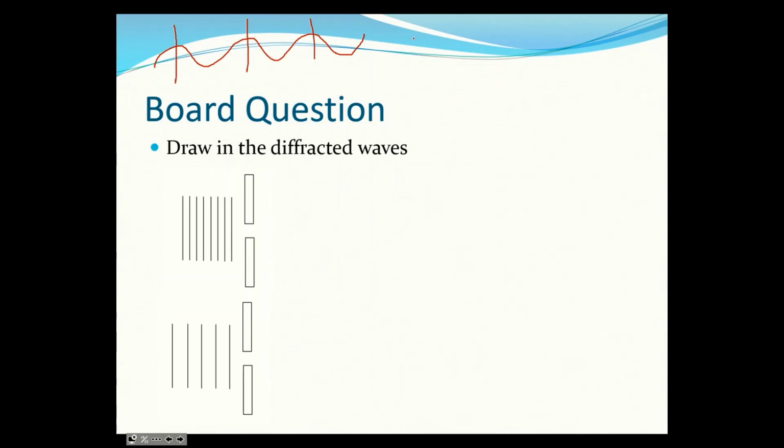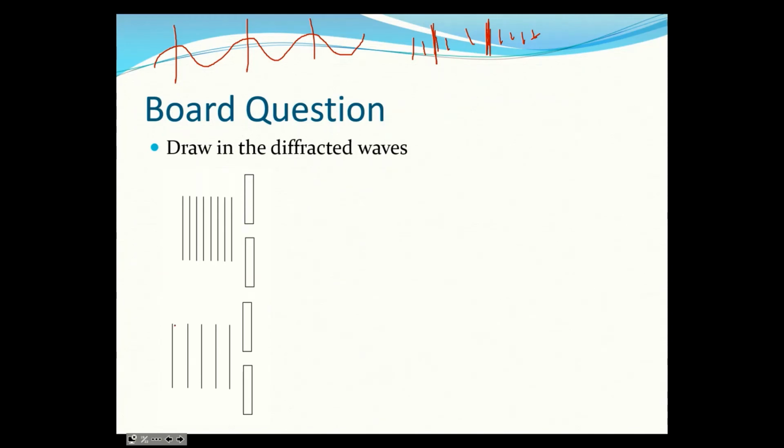Actually, I guess it would be compression and rarefaction, but it's the same idea. Those crests would be compressions if they were sound waves, and that's what we would see. So these are all crests, or compressions, of diffracted waves. I want you to draw what it would look like in both situations. So pause the video and then try it yourself.